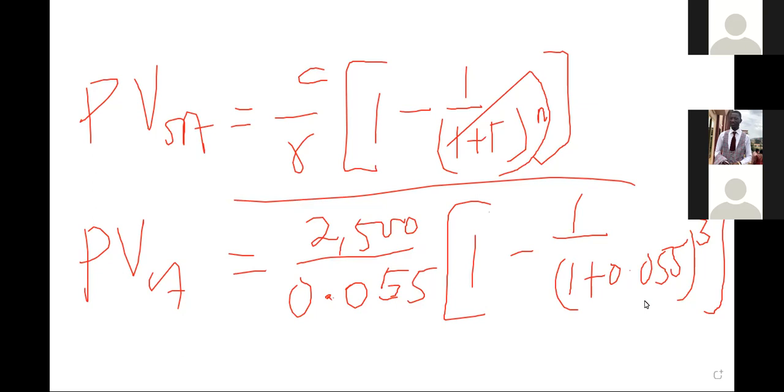Yes, they're fine. The R, C, R, N, they are all the same. But the question is, you ask yourself, are we determining the value today or in future? If you recall yesterday what we did, we were asking what will be the value 2 years from today, 3 years from today. It means that we are looking into the future. Are you getting the point?